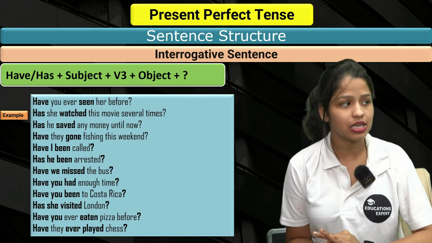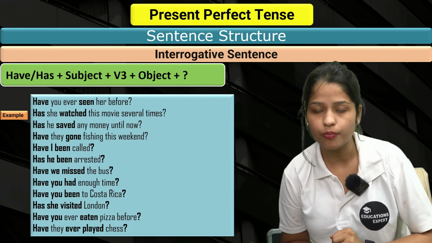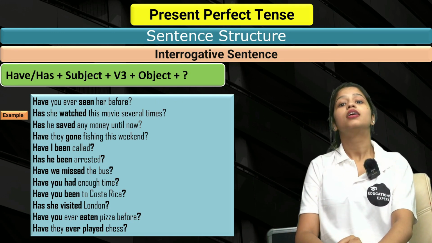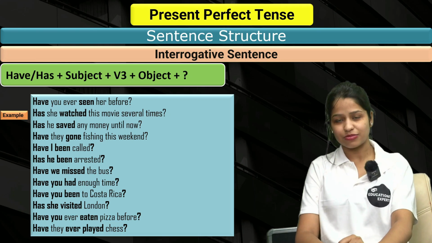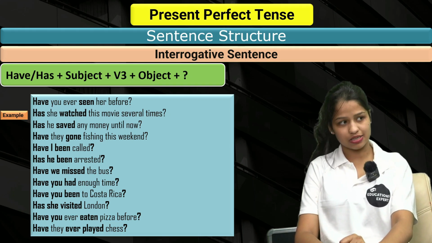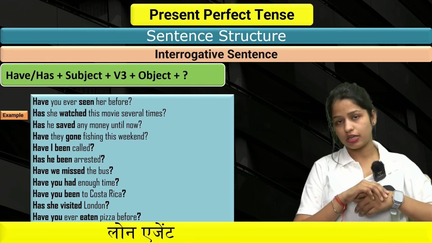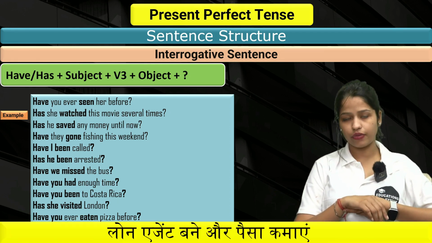Have you ever seen her before? Basically, you have to use have with what? Very good. Plural subjects, and has with singular subjects. Very good. Right? So we count you and I in what? Very good. Okay?